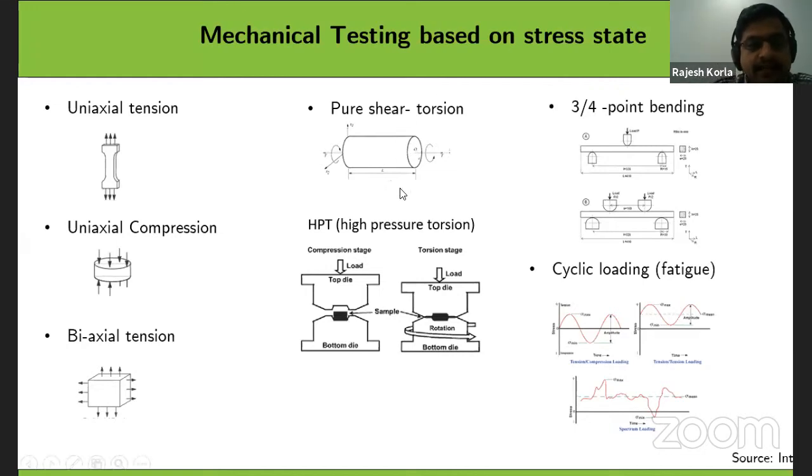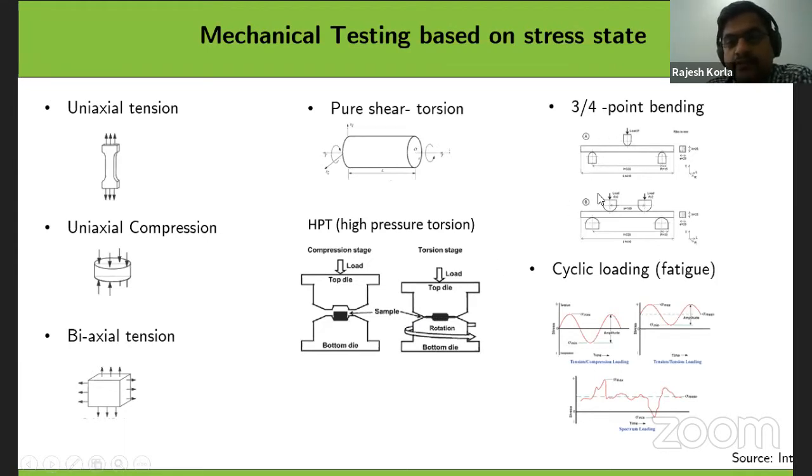And this is basically a pure shear, which is basically this kind of torsion experiments we do to understand this behavior, to get the shear modulus. Further, people nowadays use high pressure torsion, where on top of the uniaxial tension they apply the torsion force. This is called high pressure torsion, where you can generate extremely high strains.